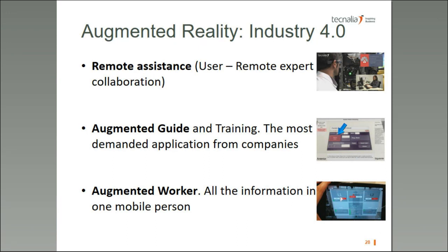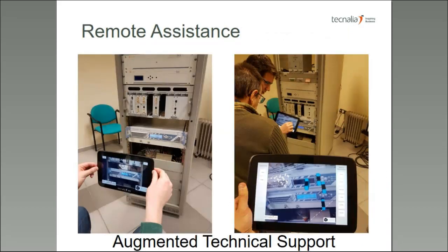Now we are going to see examples related to the three concepts in which we are working in Industry 4.0. And I have already talked about them, but these concepts are remote assistance, where an expert helps a user without being there. The augmented guide or training, which is an automatic guide to complete tasks. And the augmented worker, which is a person who gets information and actuates directly to the machines.